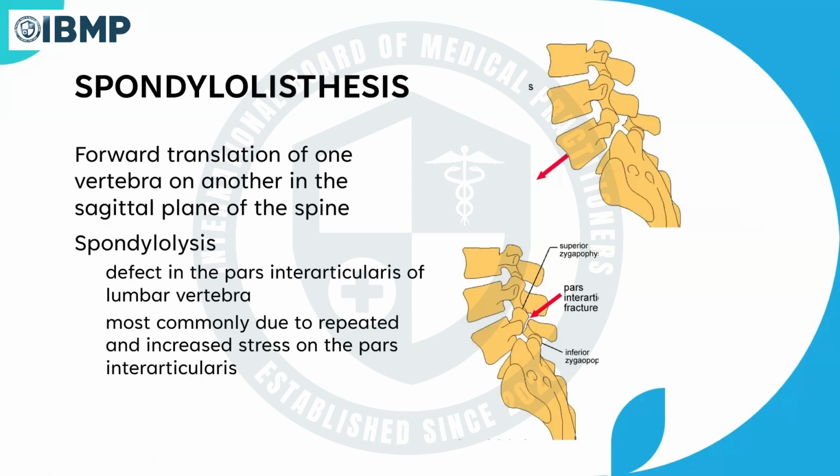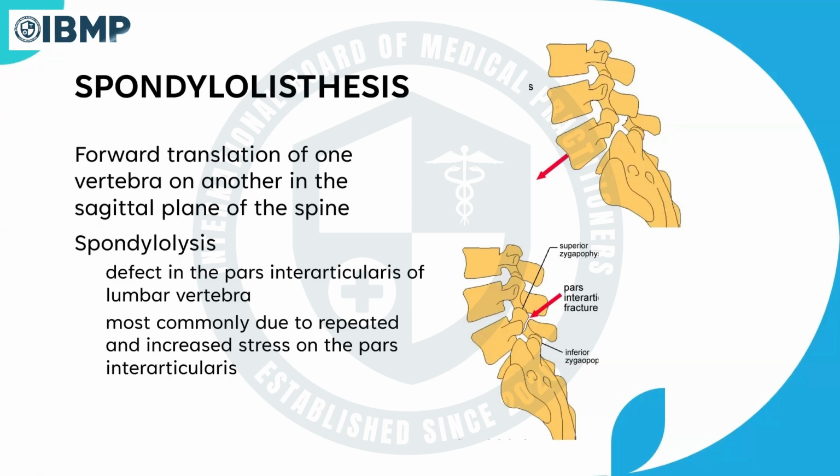And this listhesis can either be in the anterior direction or sometimes in the posterior direction. If it is in the anterior direction, we call it anterolisthesis, and if it is in the posterior direction, we call it retrolisthesis. But the common term for both of these is spondylolisthesis, which signifies a slip of one vertebra over the other. Whereas there's another term which is commonly used, spondylosis.